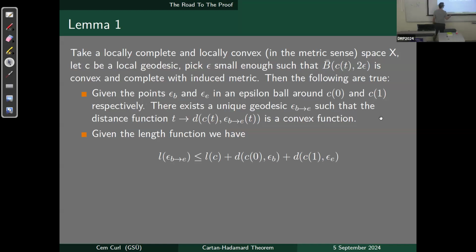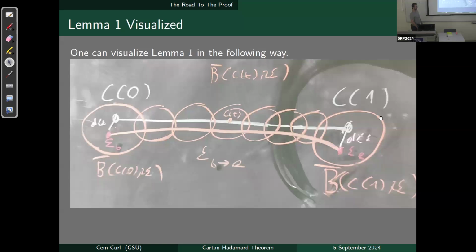Given the length function, we have the following always holding. This is a bound for the length of the specific unique geodesic. But perhaps an image will be better to explain what's happening. We pick a point around the ball at the start, we pick a point around the end, and this is our local geodesic. At any point, there is a ball of radius 2 epsilon, and we have one geodesic satisfying the conditions given by the lemma.